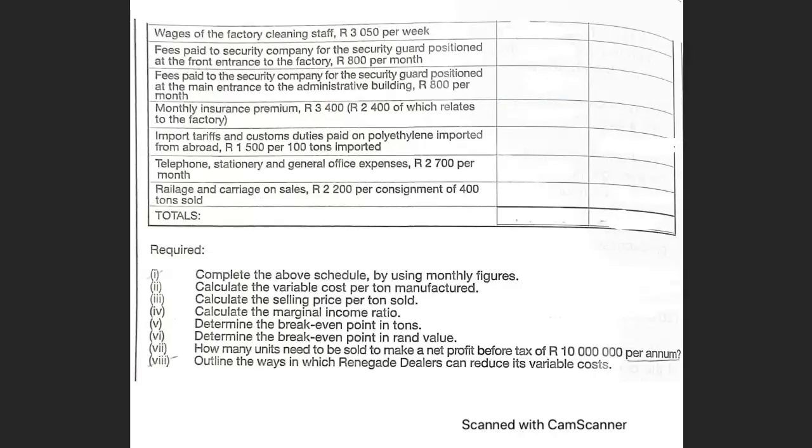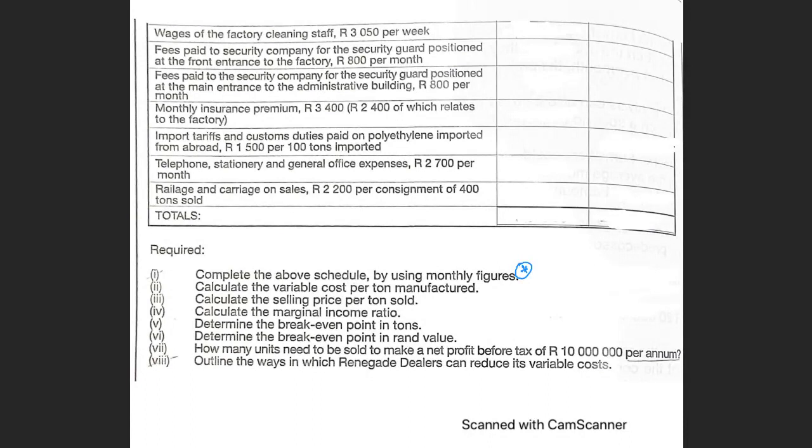So we're going to use all that information to complete whatever was required here. So the first question is what we're doing at the moment. We're completing the table by using monthly figures. Please make note of that. Remember, these tables are based on monthly figures.